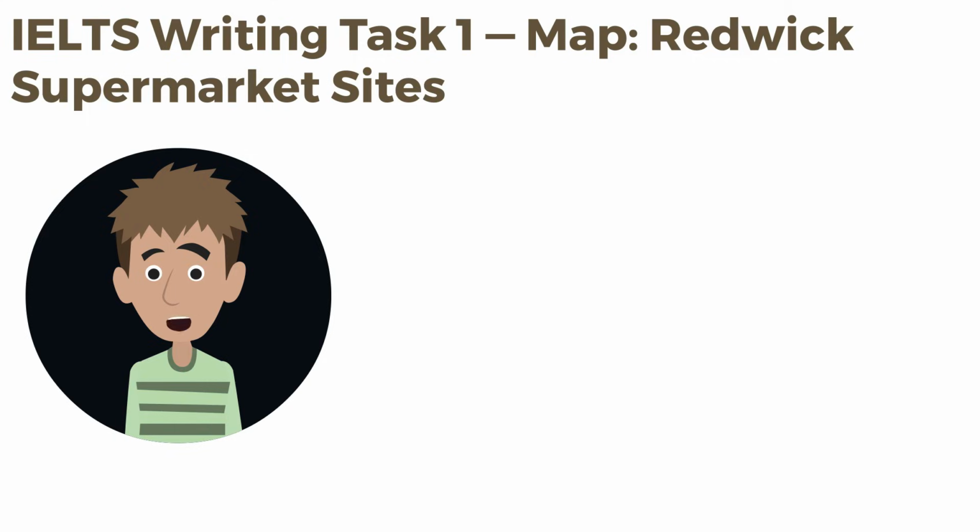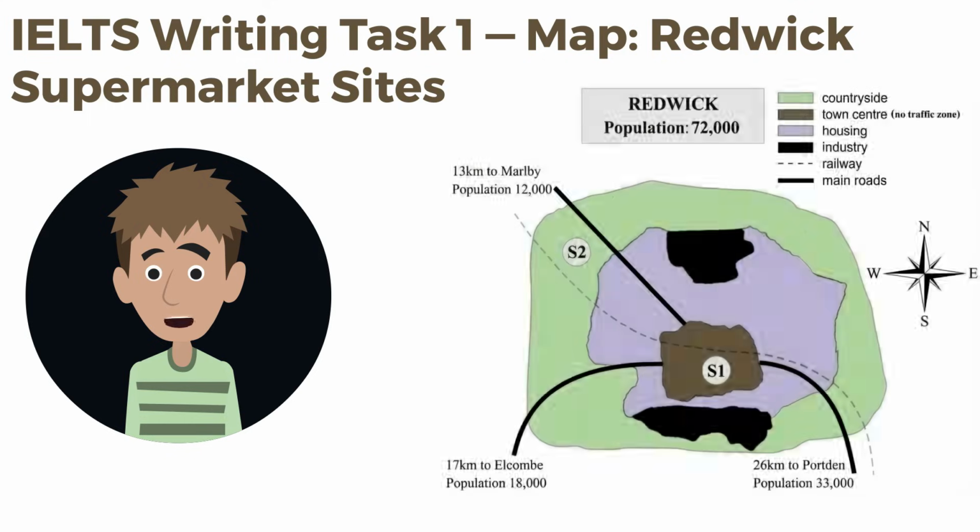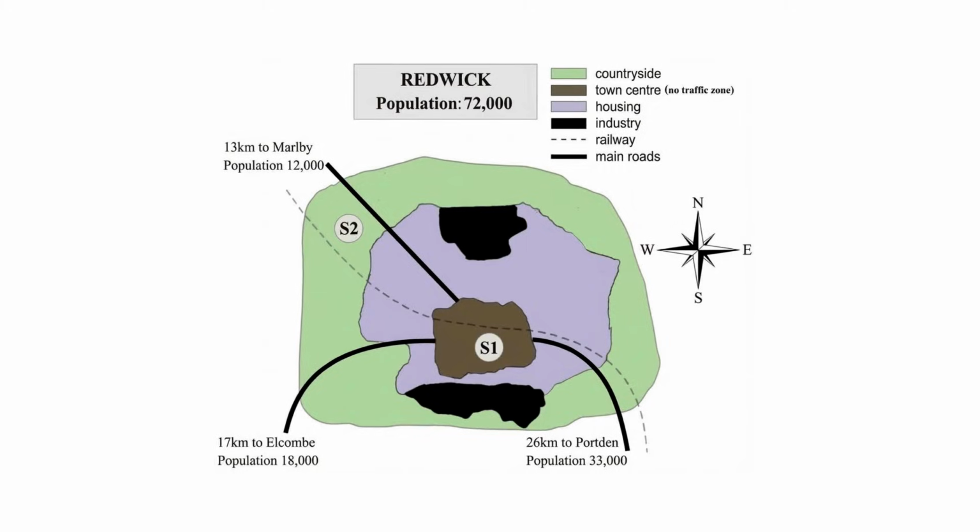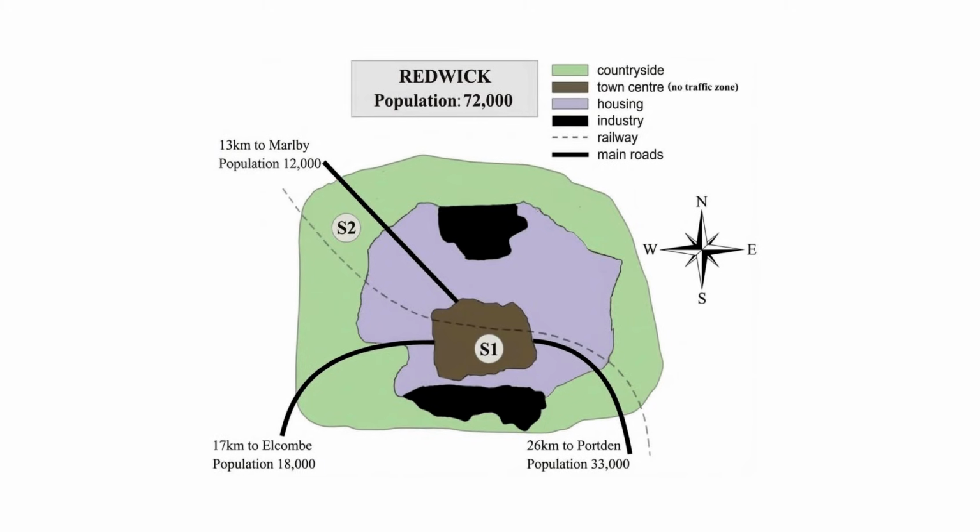We're launching the very first video in a brand new IELTS writing series. Today's lesson is a map question about Redwick, where two possible supermarket sites, Site 1 and Site 2, are shown. I'll guide you through the map so you become familiar with all the information, and I'll show you how to write clear, accurate sentences to describe what you see. After that, we'll build the Task 1 answer paragraph by paragraph. Let's start by taking a careful look at the map on your screen.